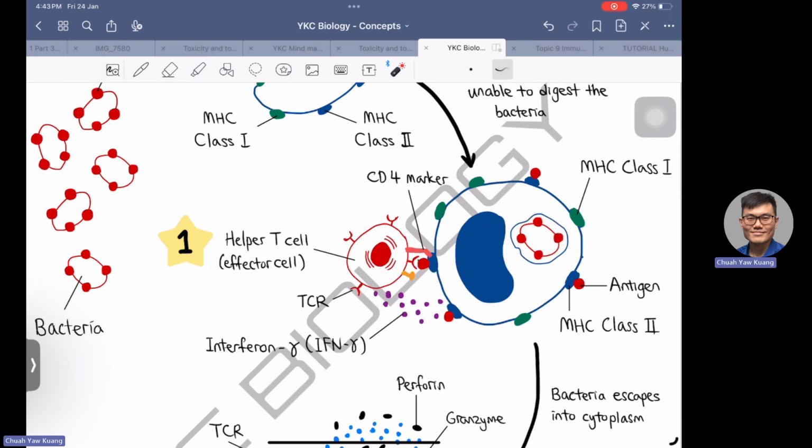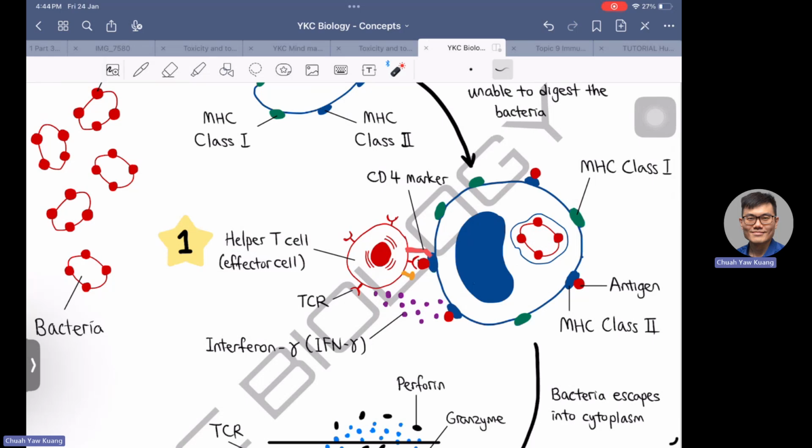inside the phagosome. So the phagocyte will produce nitric oxide, lysosomal enzymes, and ROS in order to kill these intracellular bacteria inside the phagosome. By doing this, our helper T cell will be able to help eliminate these intracellular bacteria.